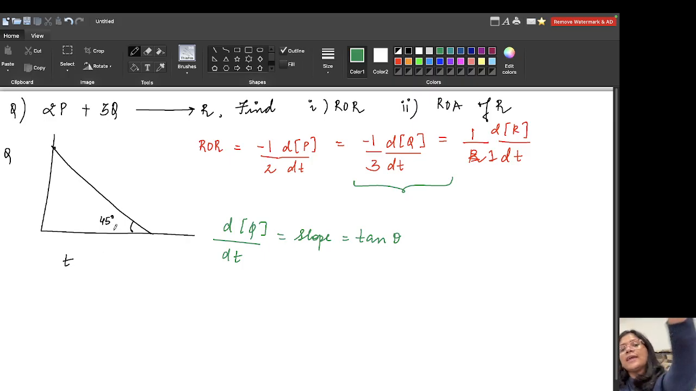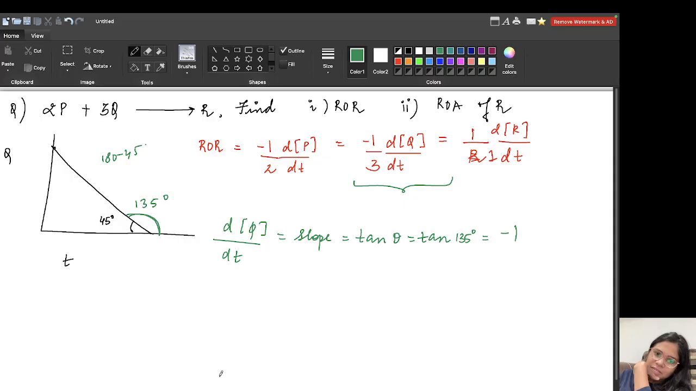Now will you take tan 45 or this angle? How do you get to know? I told you one thing. Put your left hand in the direction of the line. Whatever side the front side is coming, that is your positive. So this one will be positive, right? So 180 minus 45. What will it be? 135. So this will be 135 degrees. So you need to find tan 135 degrees to get the answer. Tan 135 degrees is minus 1.